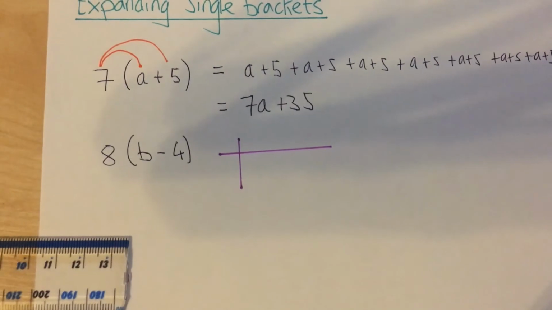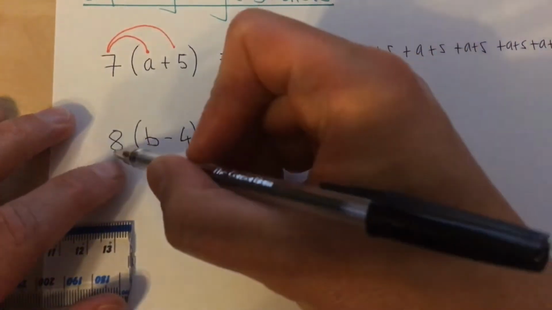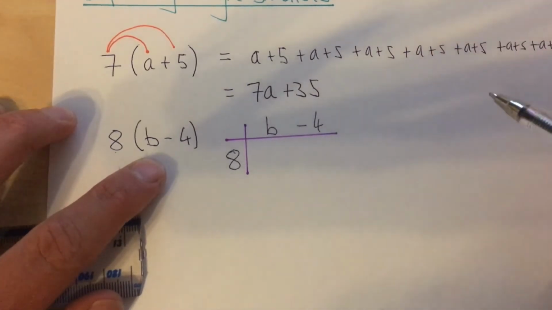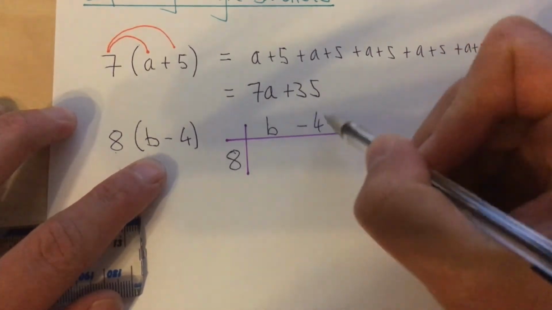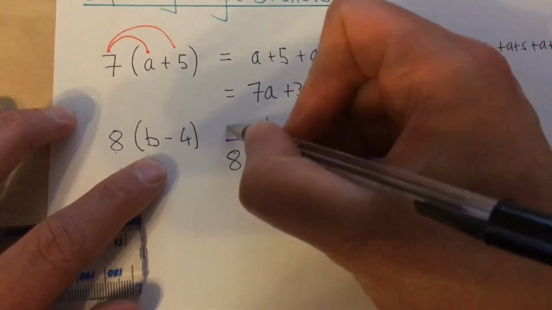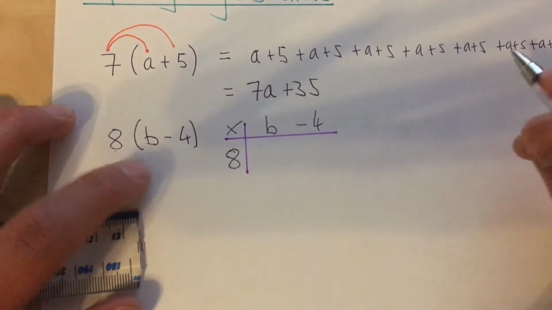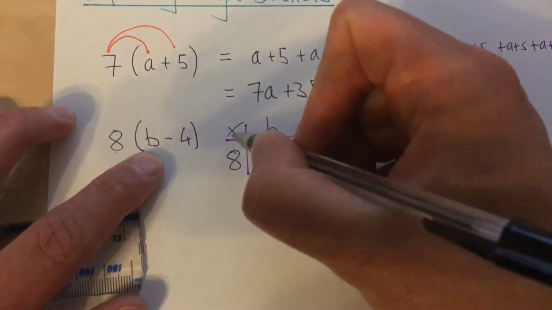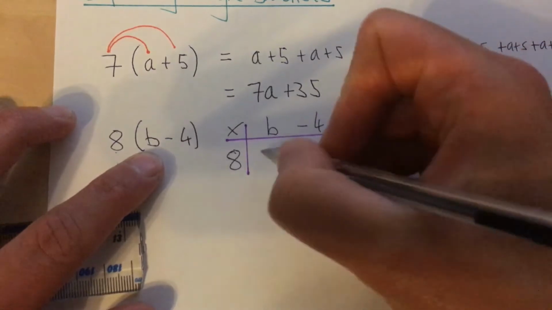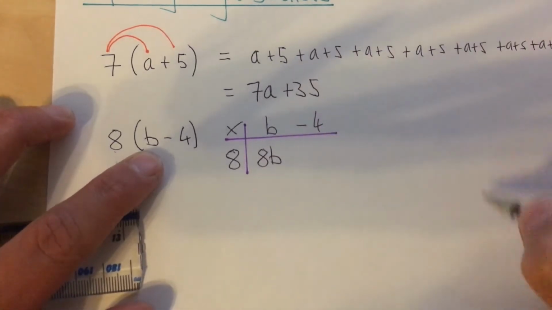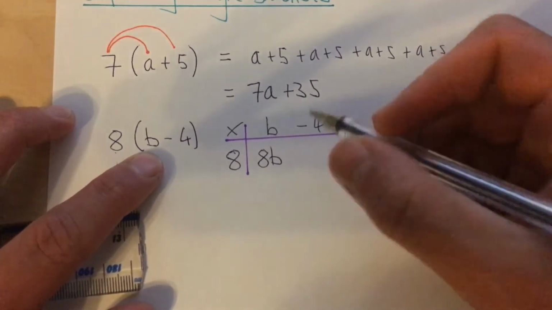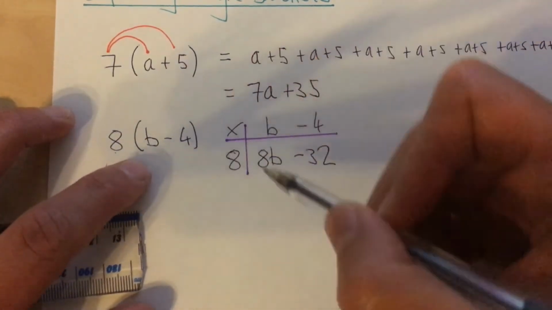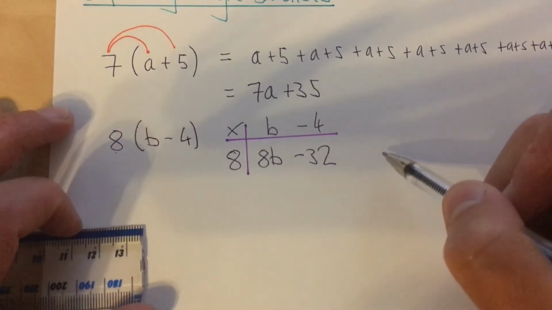So there's a little partition. And I'm going to set this out by putting the 8 here and the b minus 4 up here. So the minus 4 has got this sign with it. And I'm going to put a little multiplication there to remind me what I'm doing. I'm doing 8 lots of b and 8 lots of minus 4. Here we go. 8 times b. 8 lots of b is 8b, and 8 lots of minus 4 is minus 32. So this expanded is 8b minus 32.